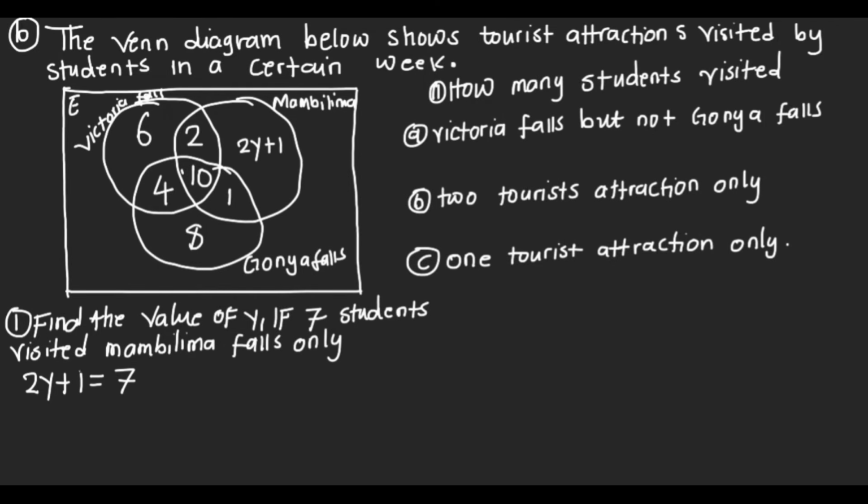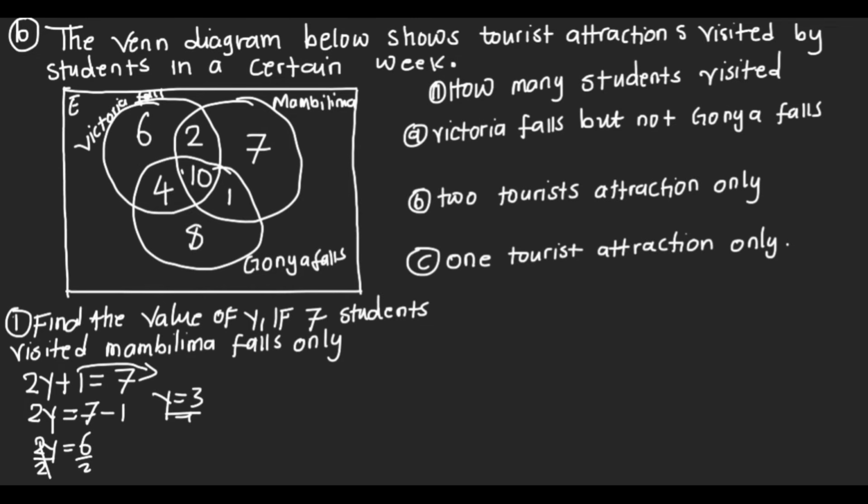So from here we can collect the like terms. So this positive 1 will shift to this side, giving us 2y is equal to 7 minus 1, which is 2y is equal to 6. So if we divide by 2, also by 2, we can see that y is equal to 3. So this means that where there is y, we have 3. So now let's get rid of this, so that we can now write the actual number. So this means that here we have 7.